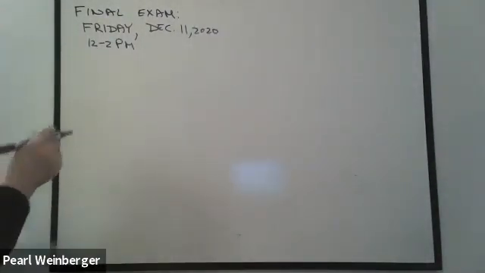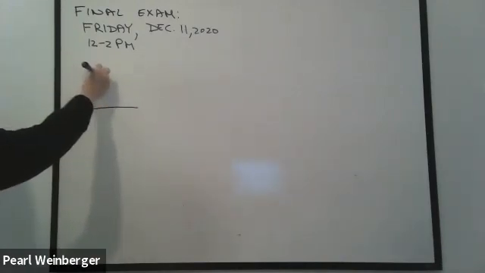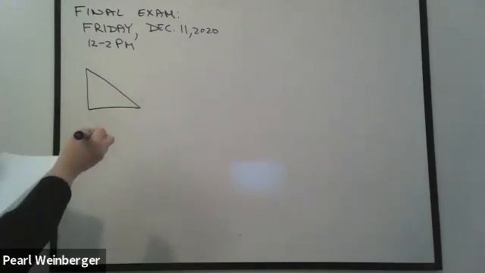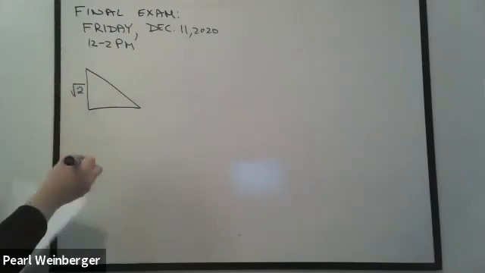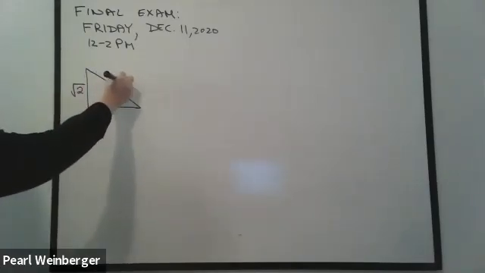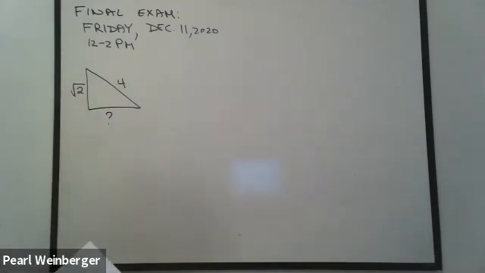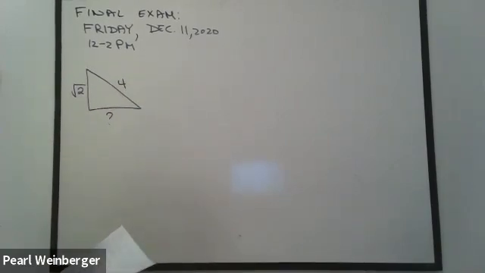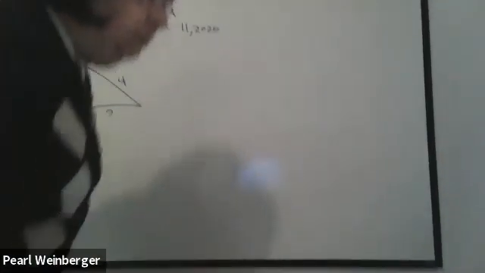Okay, so first let's just look at an example like this. This is a right triangle. I'm giving you a picture where this side is the square root of 2 and this side is 4, and I'm asking you to find the third side of that right triangle. I'll just give you a minute to work on that. See if you can do that. While you're at that, I'm going to write a second problem on the board.